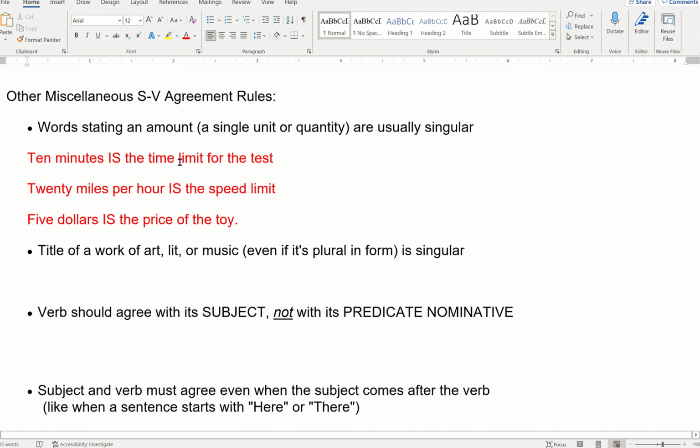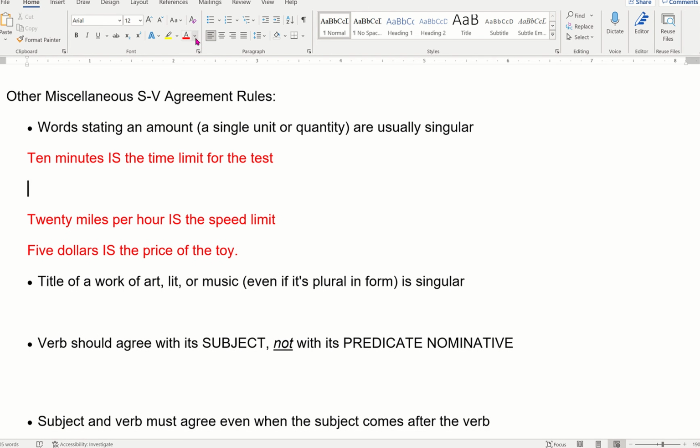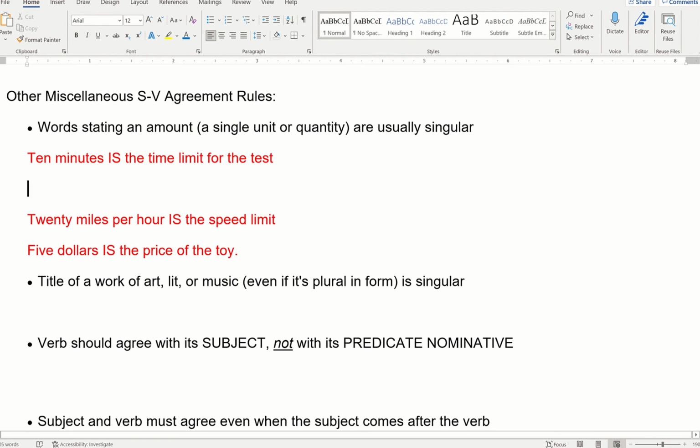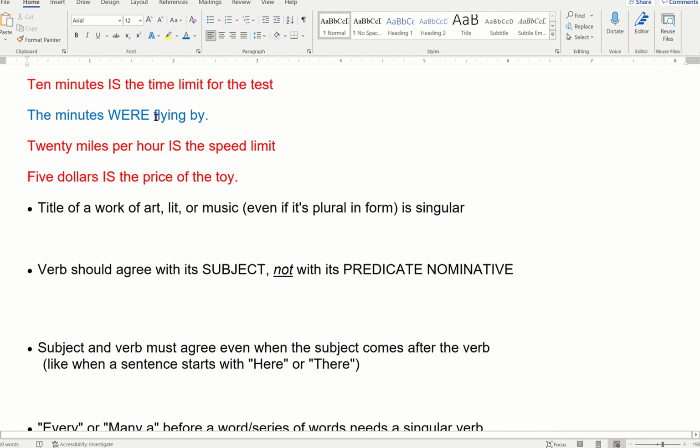Now, this doesn't mean that anytime you talk about time or money that you're always going to use a singular verb. For example, if we were to look at the word minutes again, if we did the minutes were flying by, in this case, each minute is being kind of counted on its own. You know, it's one after the next, rather than as a group, as a conglomerate. So in that case, you would go ahead and do the plural verb.